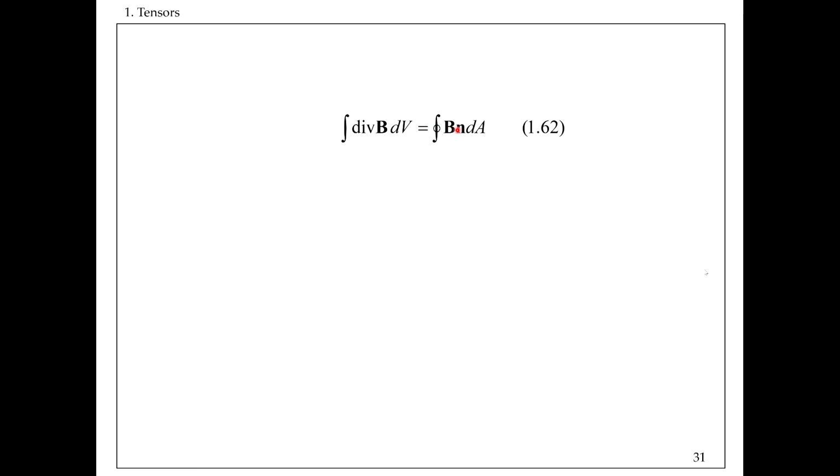So we have Bn, and you remember that for the Bn product here we don't write a dot, but that's what we mean. Basically, that tensor B acts on vector n and produces a new vector. So the result of this is a vector, and it is integrated over the surface. And here the same: divergence of B is also a vector that is now integrated over the volume. So the result of that is of course a vector.